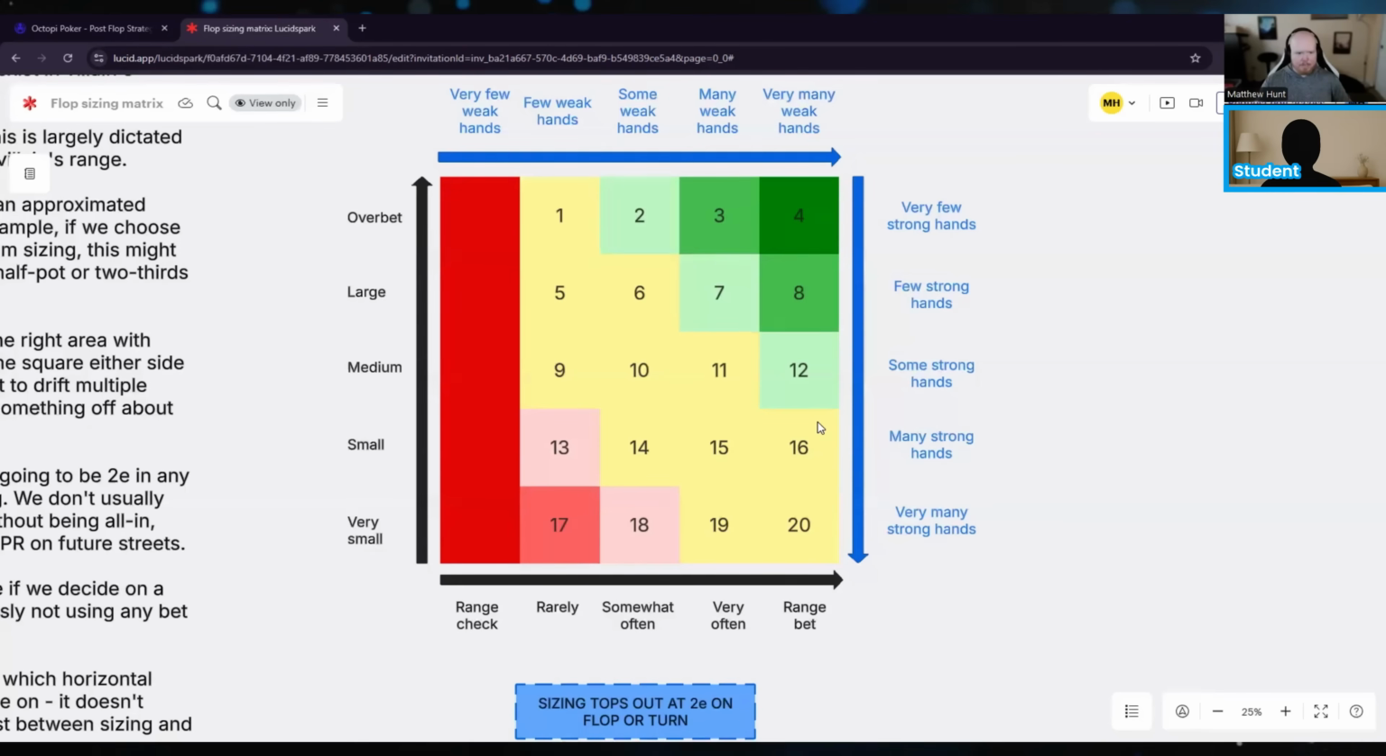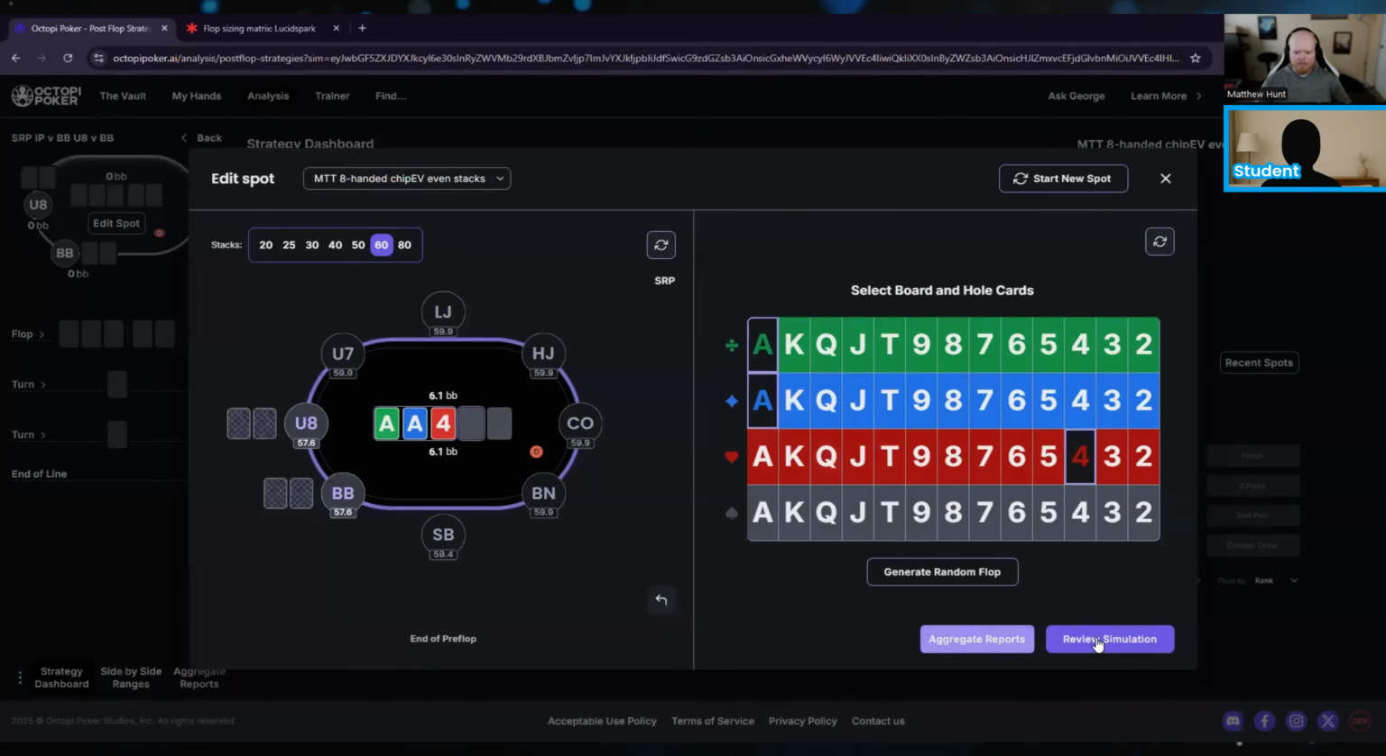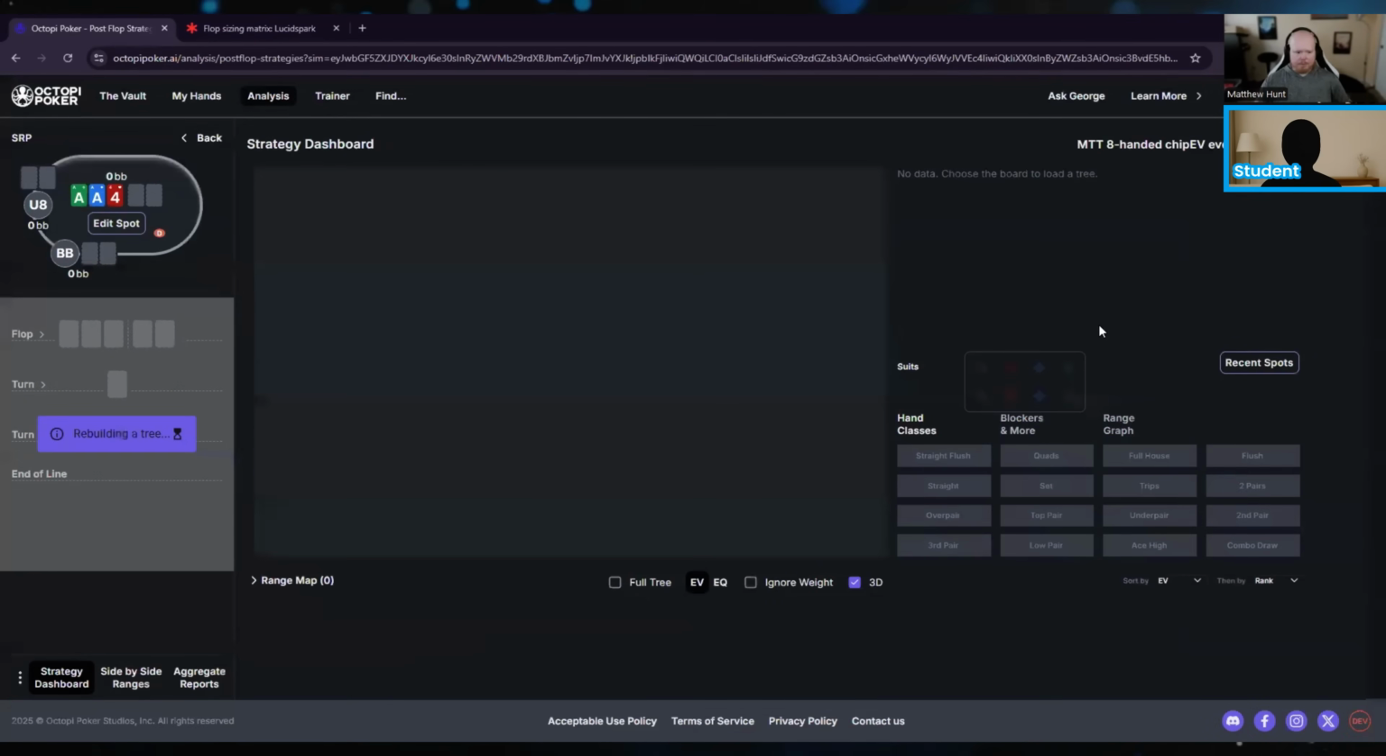Does that make sense? Yeah. So this is kind of where we're going to go. And if we look at what the solver wants to do, I would assume it's going to fit pretty well with that. Not 100% sure, but we shall see.